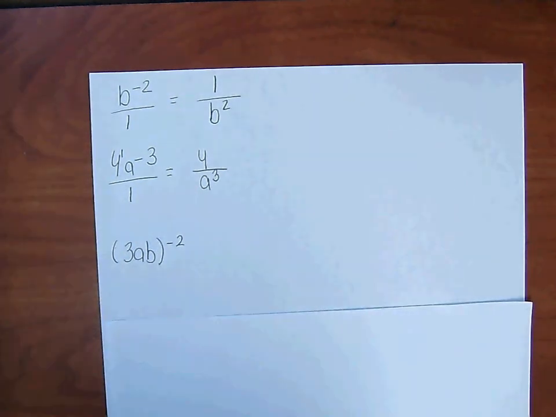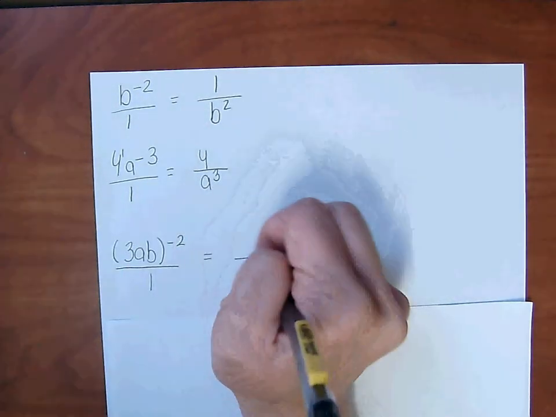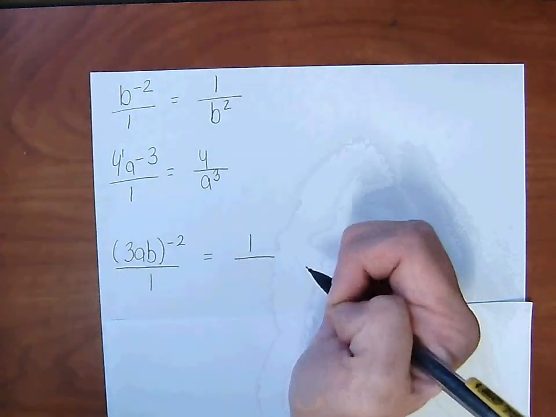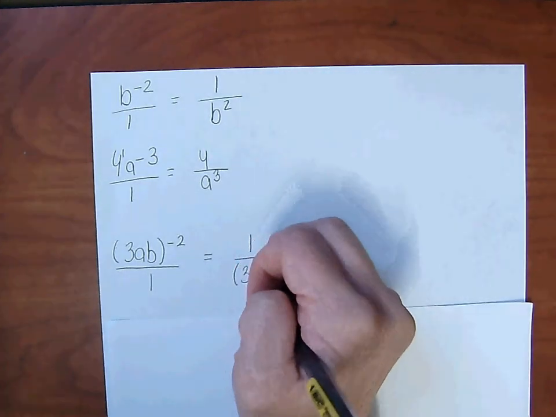Parentheses 3ab to the negative 2 power, make it a fraction. And in this case, the negative 2 exponent does belong to the 3ab all together in parentheses. So all of it's going to move to the denominator to become positive. So 1 over parentheses 3ab squared.